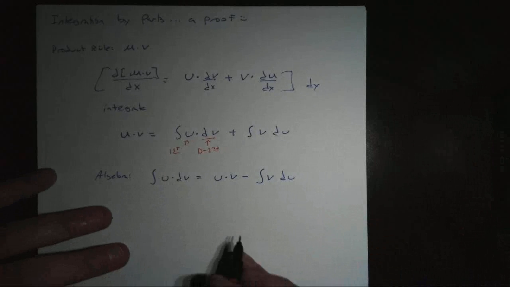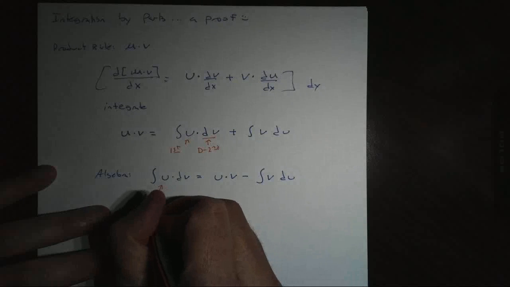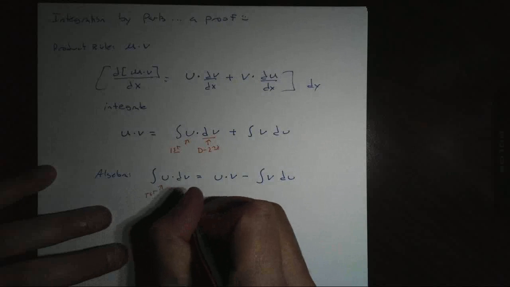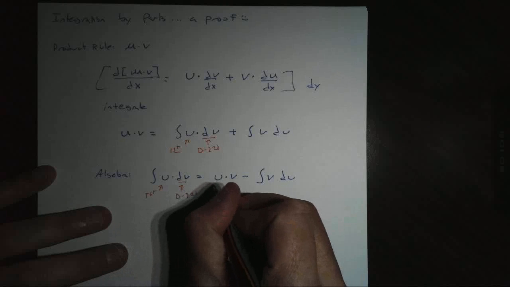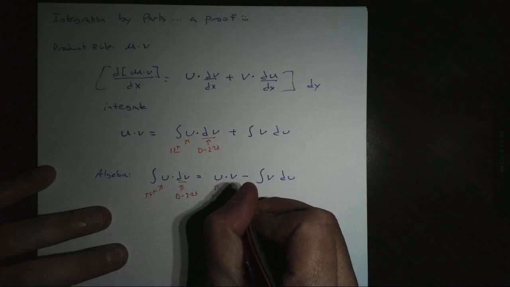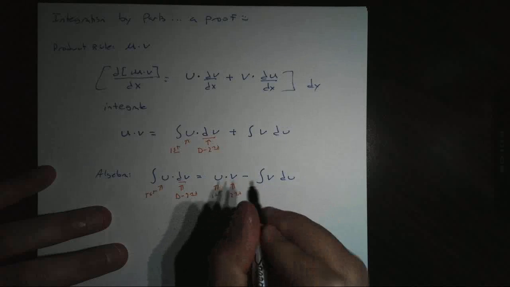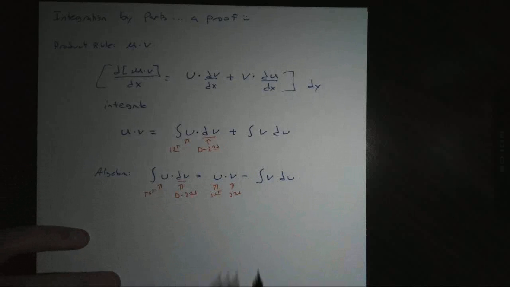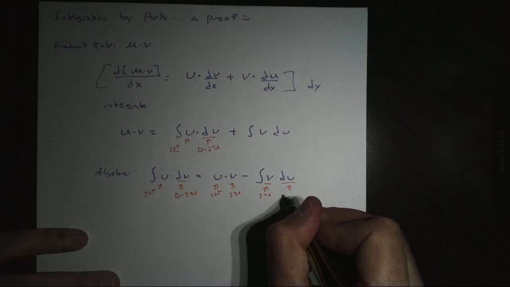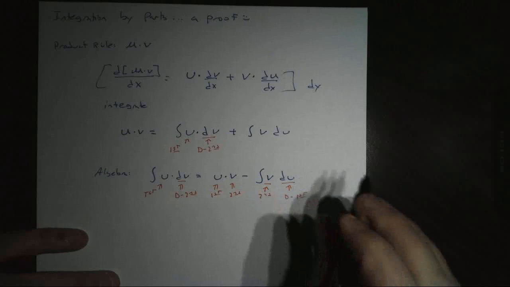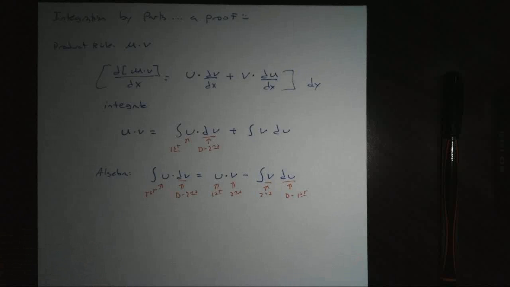Remember, let's take a look at what all these mean. This is the first function from product rule. This is the derivative of the second. Here's my first again. There's my second. This is the original function right there. V, there's my second function, and this comes from the derivative of the first. Integration by parts comes from the product rule.